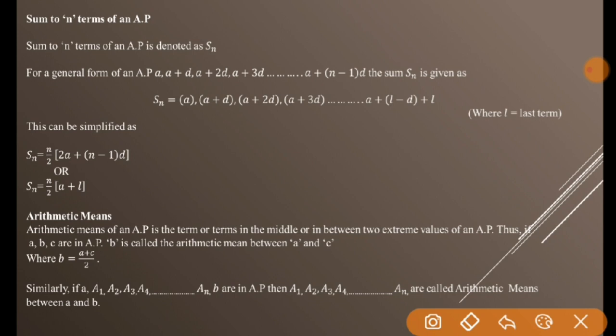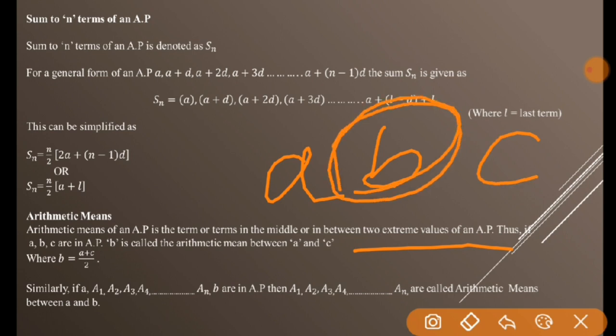Then we have arithmetic mean. The arithmetic mean of an arithmetic progression is the term or terms in the middle, in between two extreme values of an arithmetic progression. That is termed as an arithmetic mean. So if A, B, C are in arithmetic progression, B is called the arithmetic mean between A and C. The middle term is termed as the arithmetic mean.